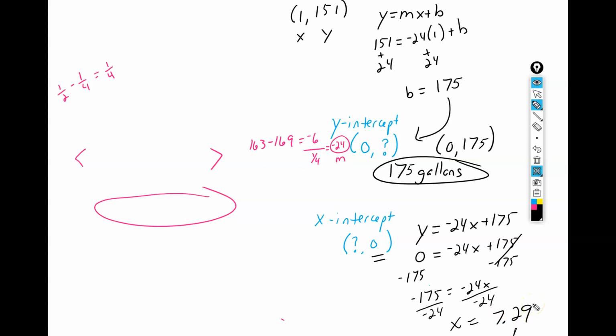And that represents your hours. So that's your x-intercept, 7.29 hours. And you can calculate the minutes there, but we can leave it like that, 7.29 hours. That's your x-intercept.